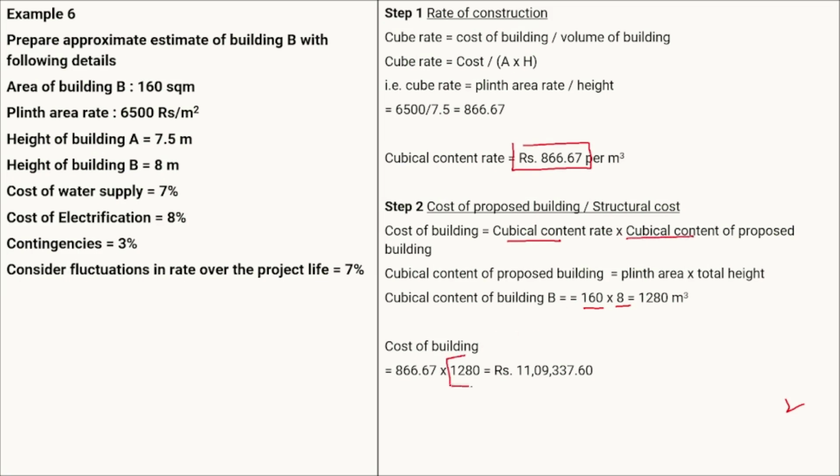Cubical content of the proposed building is 1280. Okay, so that will give us the cost of the building. Now the rest of the numerical is similar: cost of the water supplies, cost of the electrification, contingencies, and consider fluctuation over the project life as 7%.